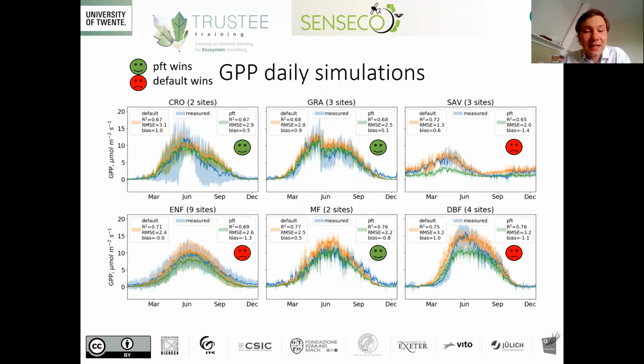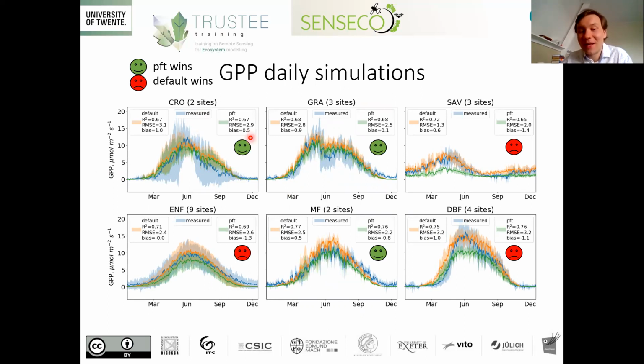Here you can see results for cropland, grassland, savannas, evergreen needleleaf forest, mixed forest, deciduous broadleaf forest. This is GPP daily flux, and this is mean seasonal cycle. So this is the mean of those 2.5 years. The blue is the measured, the orange the default parameterization, the green is the plant functional type dependent parameterization.